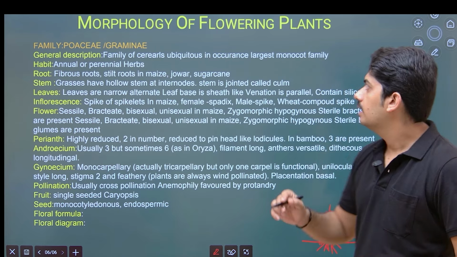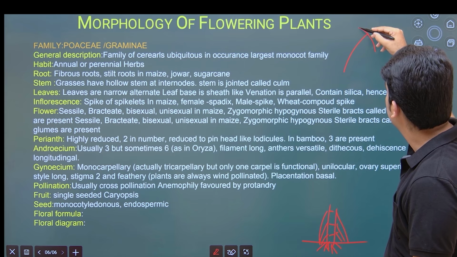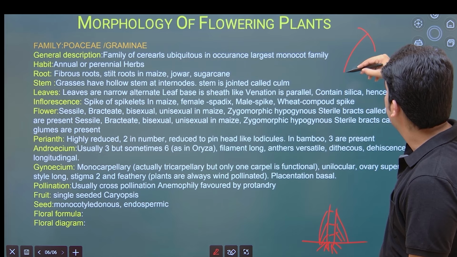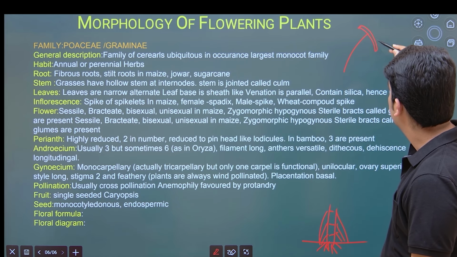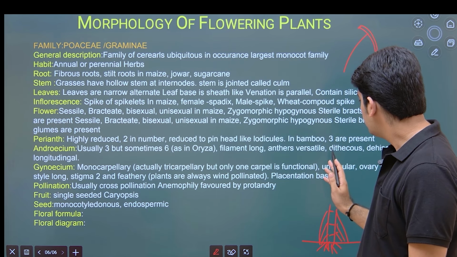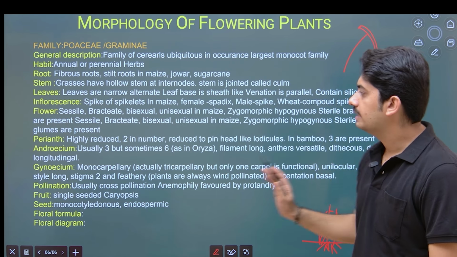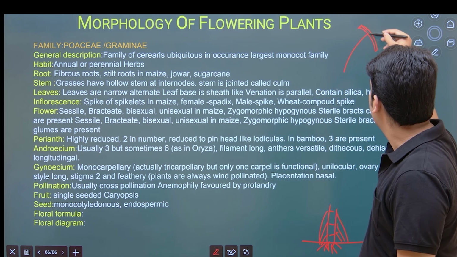Versatile means the filament is like this. Sorry, stamen is like this. Here the filament attaches to the middle of the anther lobe like this. Okay, versatile. Then dithecous, dehiscence longitudinal. Like this it dehisces.